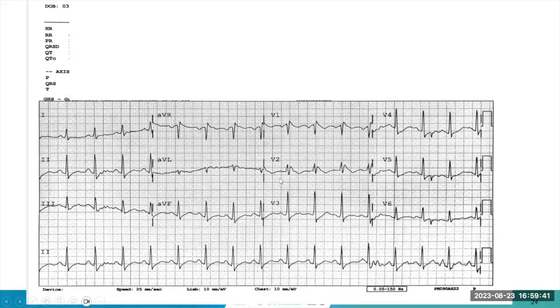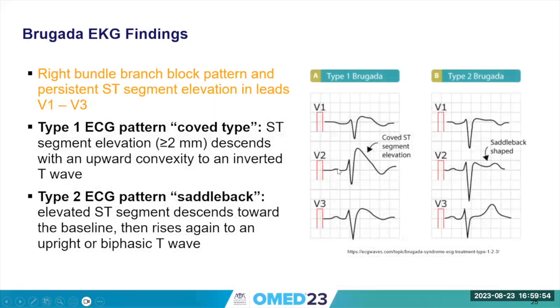Here's just a little bit of a closer picture of this. And if I said that this was a 50-year-old patient presenting with chest discomfort, or maybe not presenting with chest discomfort, but look at it again. This is Brugada. So Brugada, the EKG findings are essentially like that right bundle branch block type pattern, but there's this ST elevation associated with it, especially in leads V1 to V3.